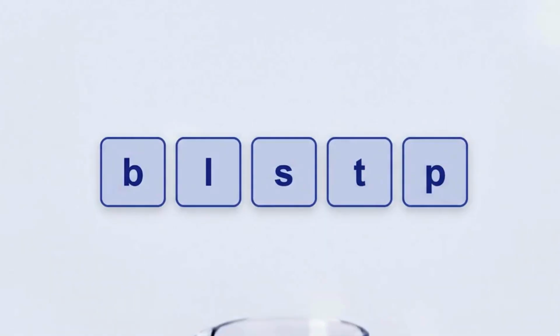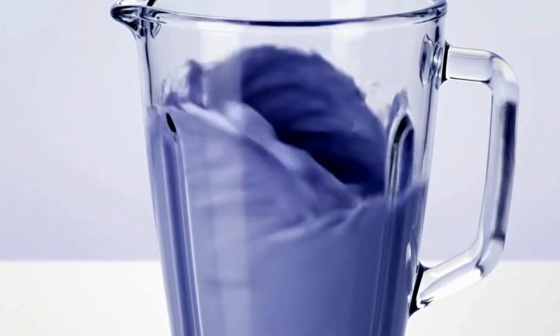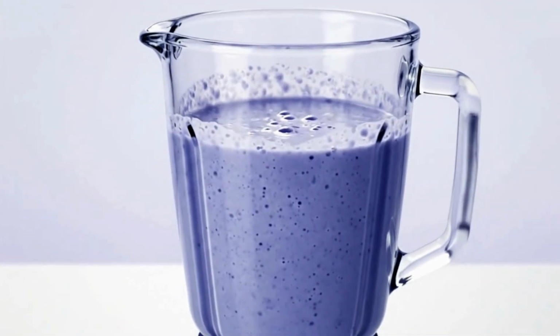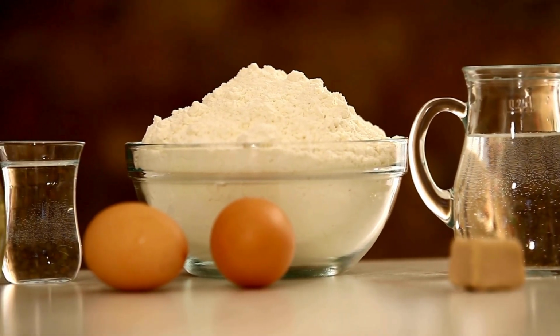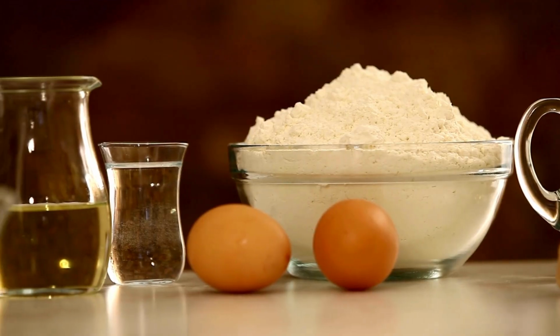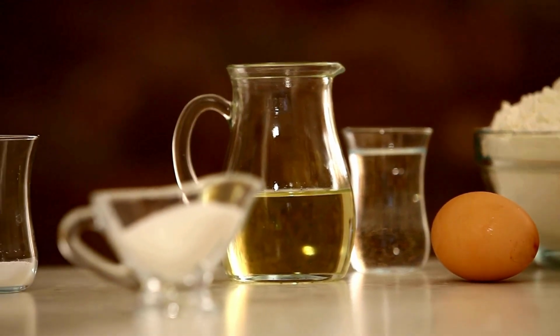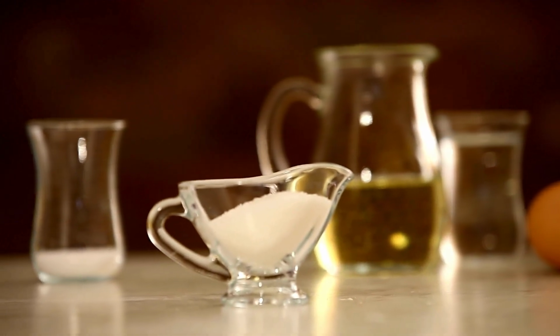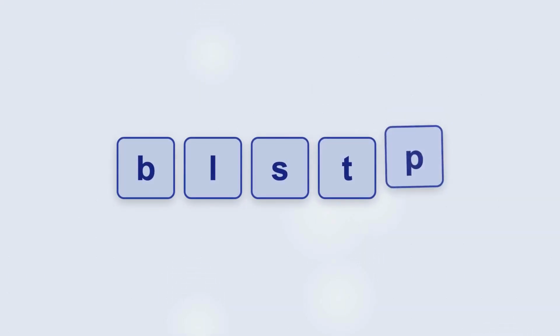Hope you're thirsty because today we're making smoothies. In reading, we call these blends. But first, we have to check our ingredients. To make a blend, you need consonants. You know, the purple tiles. Letters like B, L, S, T, and P.